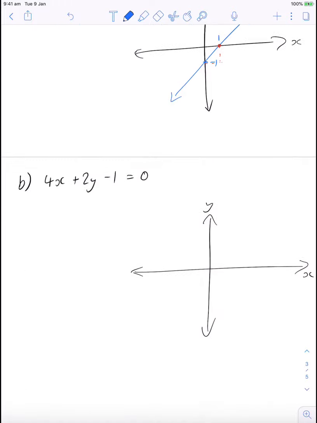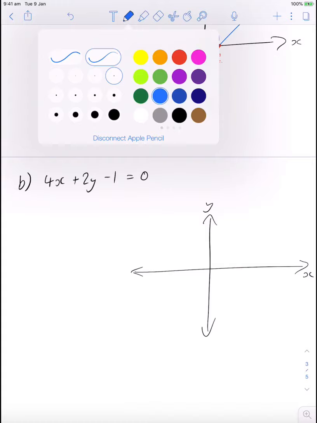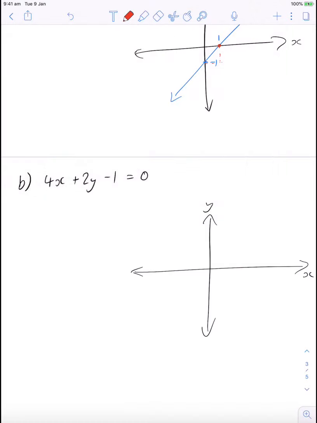Last one here, need to rearrange it first. So let's get y by itself. I'm going to move the other things. So I'm going to get 2y equals minus 4x plus 1. Divide by 2, y equals minus 2x plus a half. So therefore I know that my gradient is minus 2 and my y-intercept equals a half.